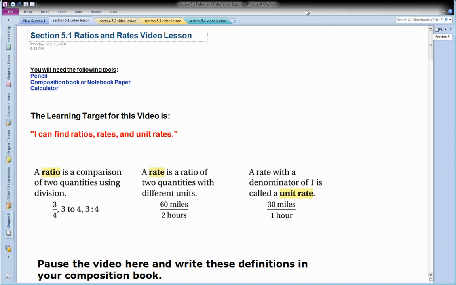As always, you'll need your pencil, composition book, or notebook paper to take notes, and you might need a calculator. And the learning target for this video is I can find ratios, rates, and unit rates.